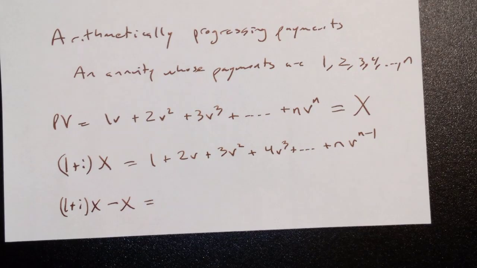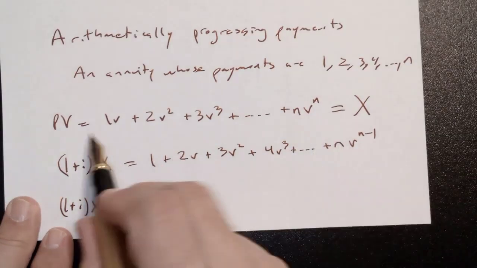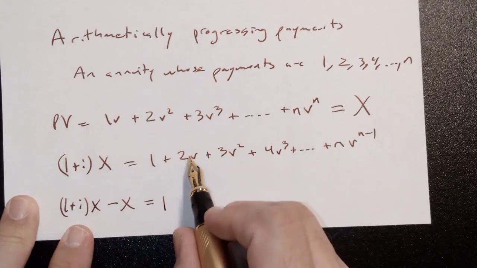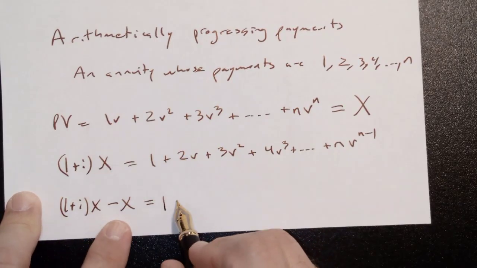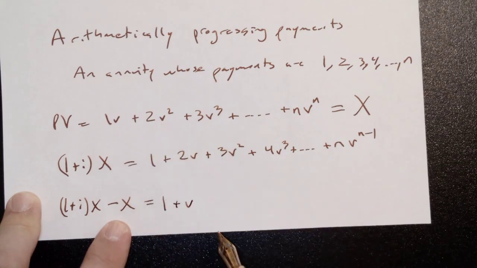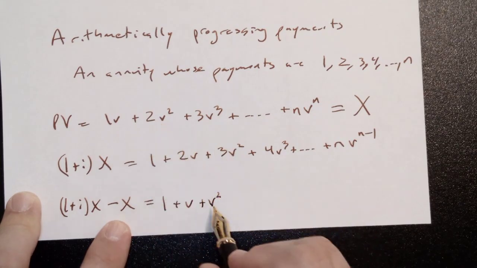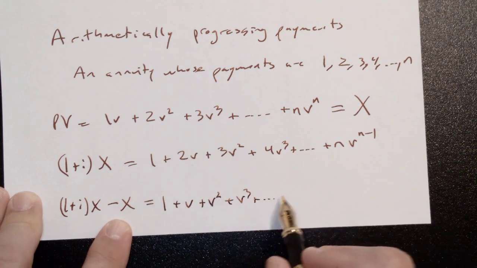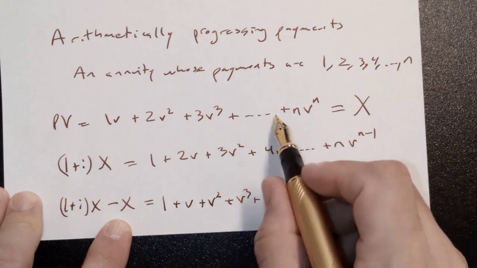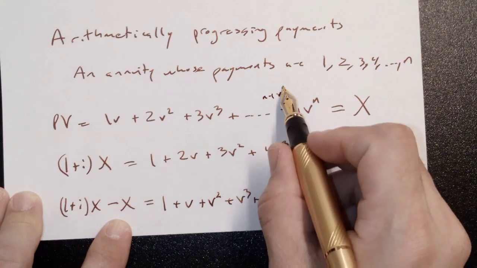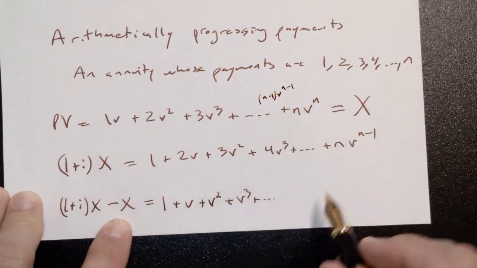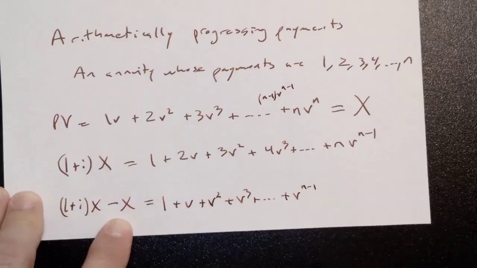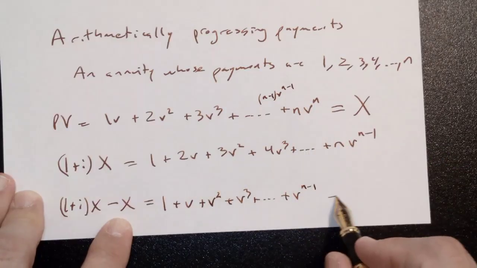Some very nice things happen. There's no 1 up here, so I'll get a 1. But there's a 2v minus a v. There's a 3v squared minus a 2v squared. There's a 4v cubed minus a 3v cubed. There's an nv to the n minus 1, but right before this, there should be n minus 1 v to the n minus 1. So when I subtract, I'll have one of those. This doesn't have a partner, so it'll just get stuck on the end.